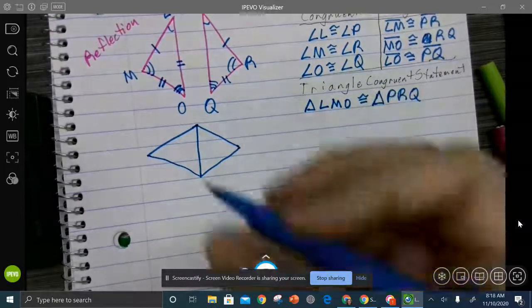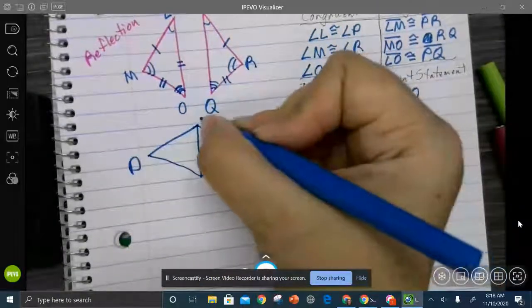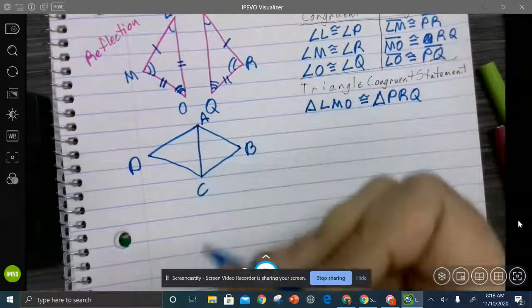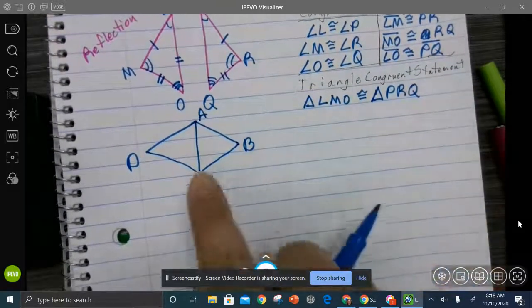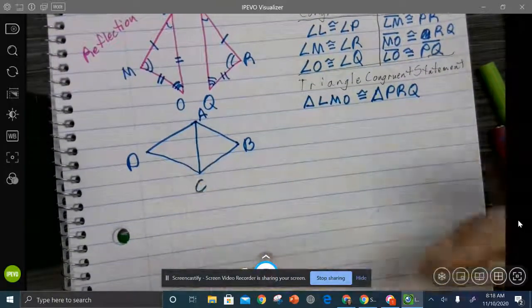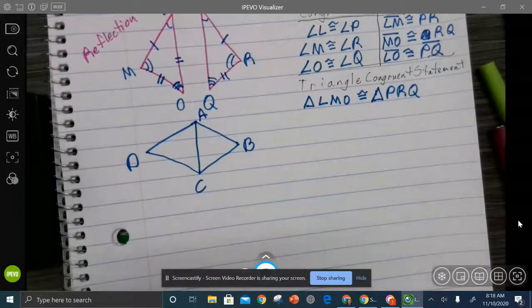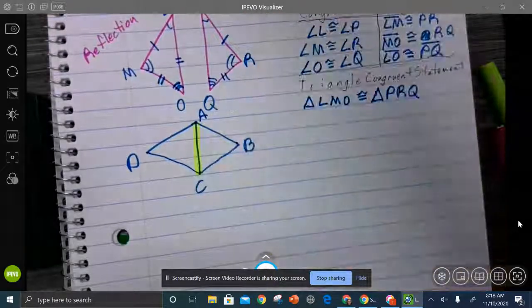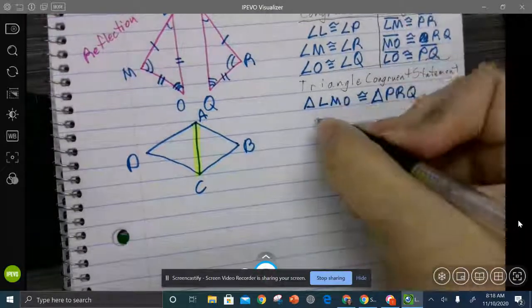Okay, so we have this one. Okay, so for this one, you think about it like they're sharing a side. So they're sharing this side AC. Okay, you can also think of it as like they're kissing. So they're sharing that side AC. Okay, so we're going to do our congruent angles again.